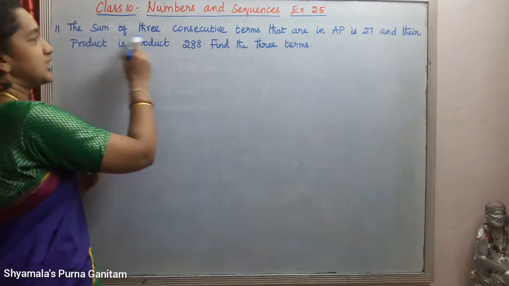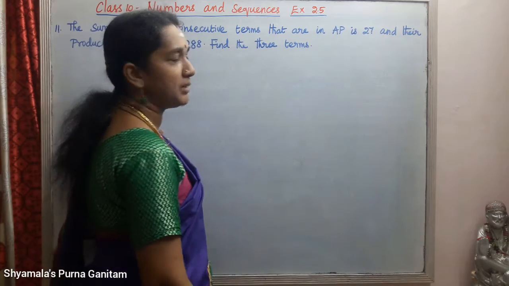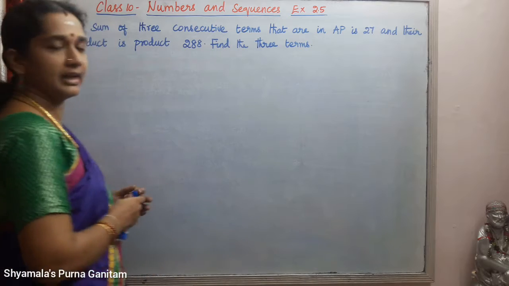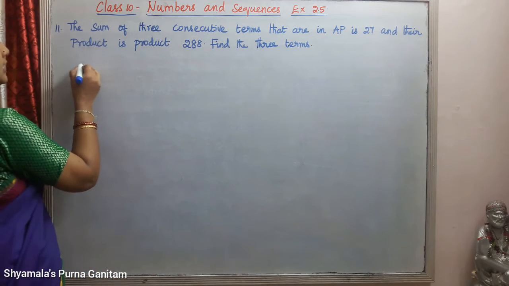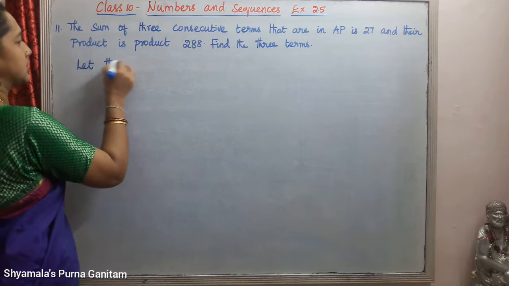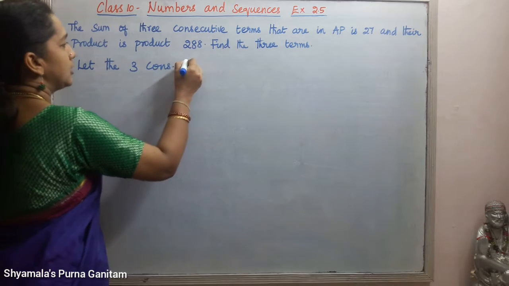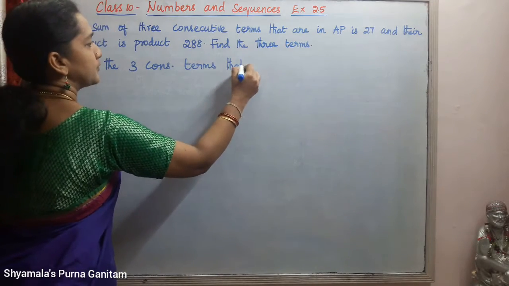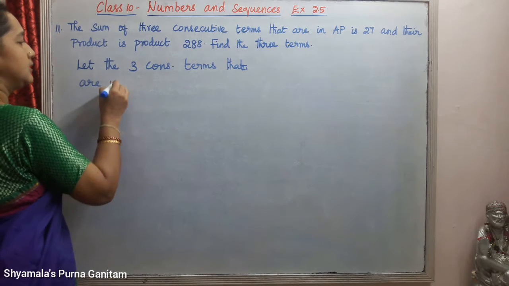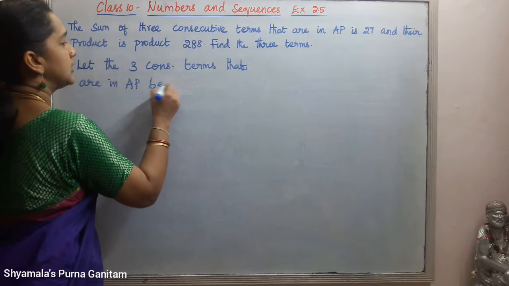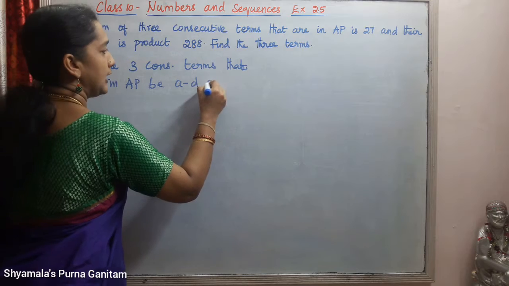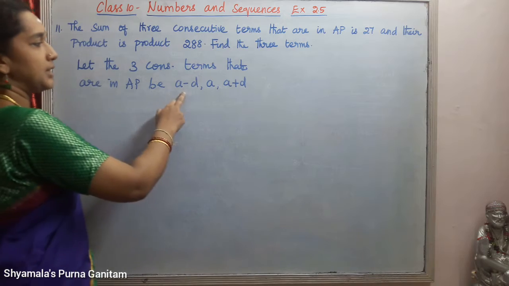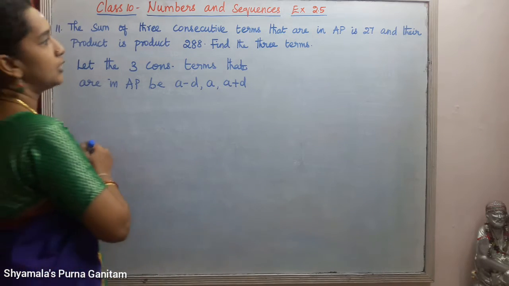Next sum is, the sum of 3 consecutive terms that are in AP is 27 and their product is 288. Find the 3 terms. Let the 3 consecutive terms that are in AP be A minus D, A and A plus D. So we will take the 3 terms as A minus D, A and A plus D.